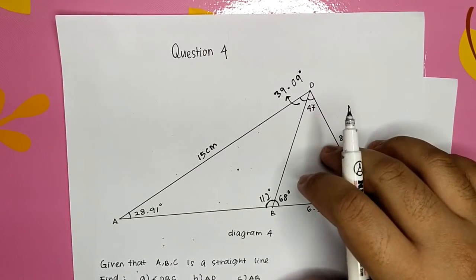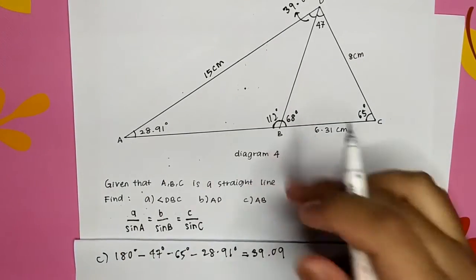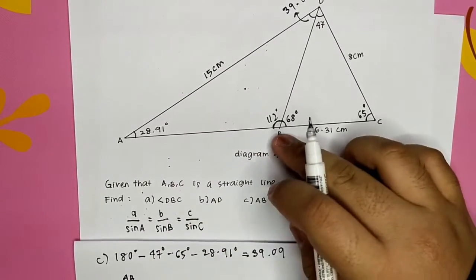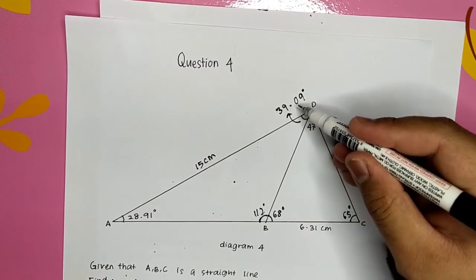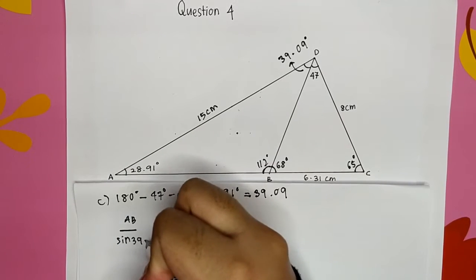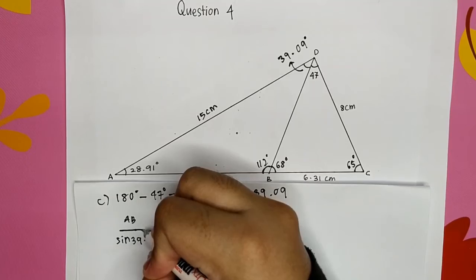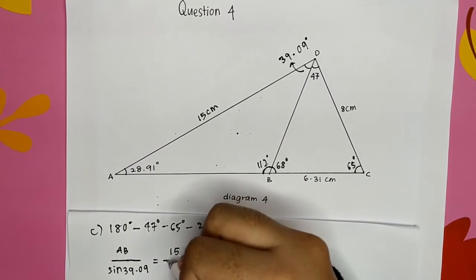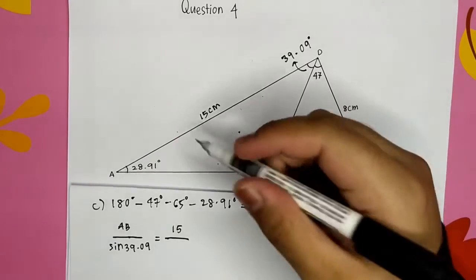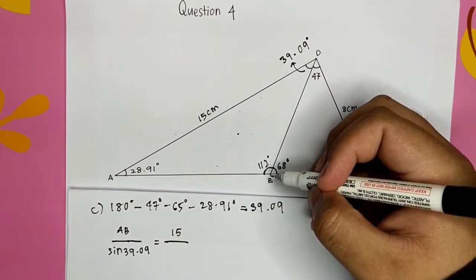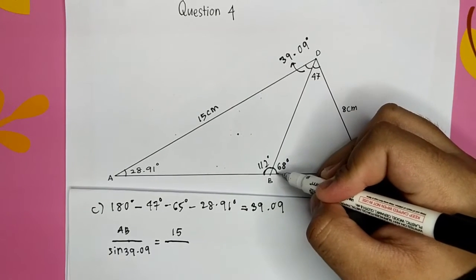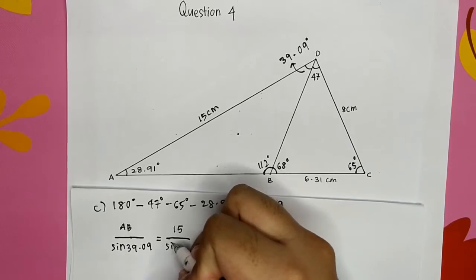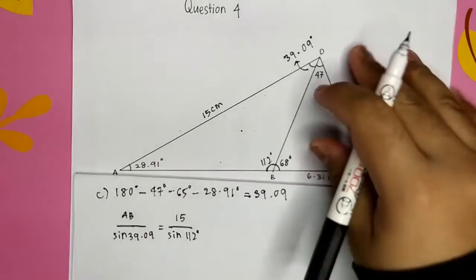So what we do next is, let's take AB, the value that we need to find, AB over sine, the opposite angle of AB is the one that we found earlier, 39.09. So sine 39.09 equal to, let's use this one, 15 over, what is the opposite angle of 15? It's here, 112. This is total 180, so 180 minus 68, we will get 112. So over sine 112.